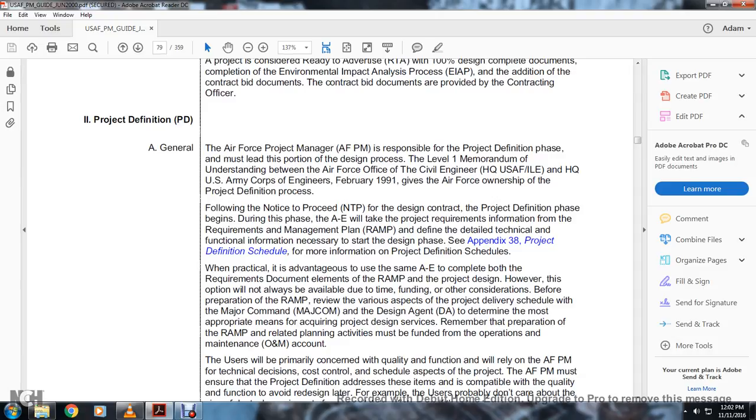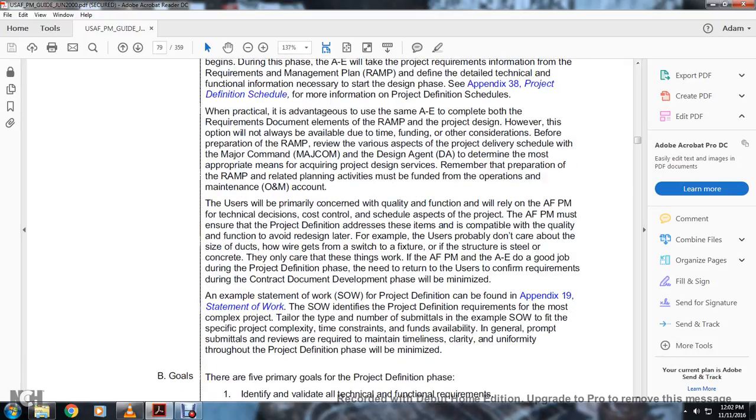However, this option will not always be available due to time, funding, and other considerations before the preparation of the requirements management plan. Review the various options, brief the project review, the delivery schedule of the major comments, and the design agent to determine the most appropriate means for acquiring the project design services. Remember, the preparation of the requirements management plan related to the planning activities must be coordinated with operations and maintenance. The users will primarily consider the actual function and will rely on the Air Force program manager for technical decisions, cost control, and schedule aspects of the project.